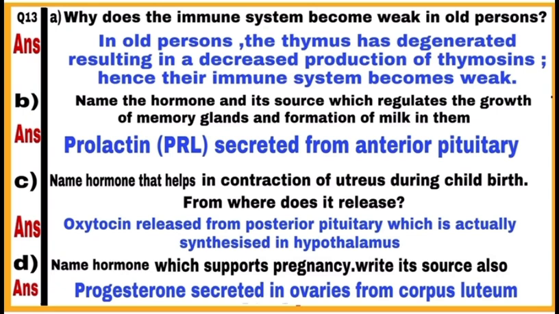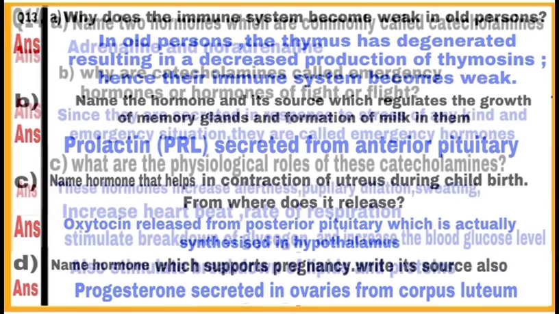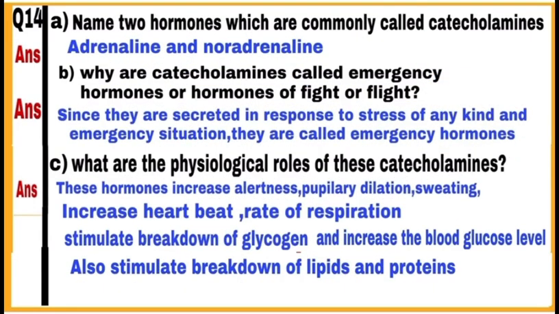Part D. Name hormone which supports pregnancy and write its source also. It is progesterone secreted in ovaries from corpus luteum which supports pregnancy. Question 14, Part A. Name two hormones which are commonly called catecholamines. These two hormones are adrenaline and noradrenaline secreted from adrenal medulla.